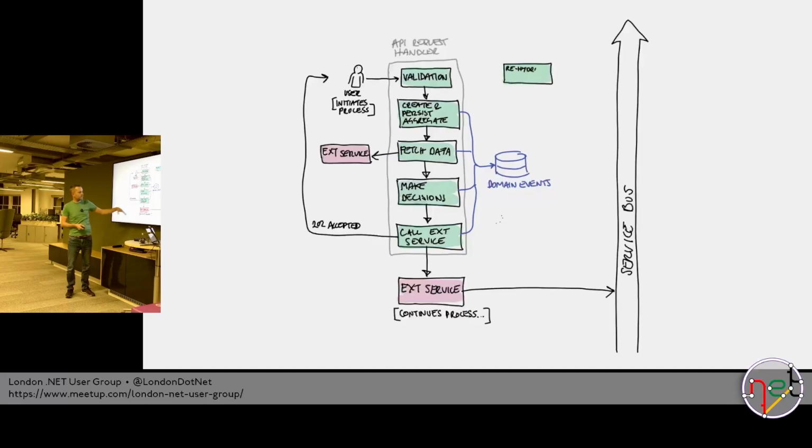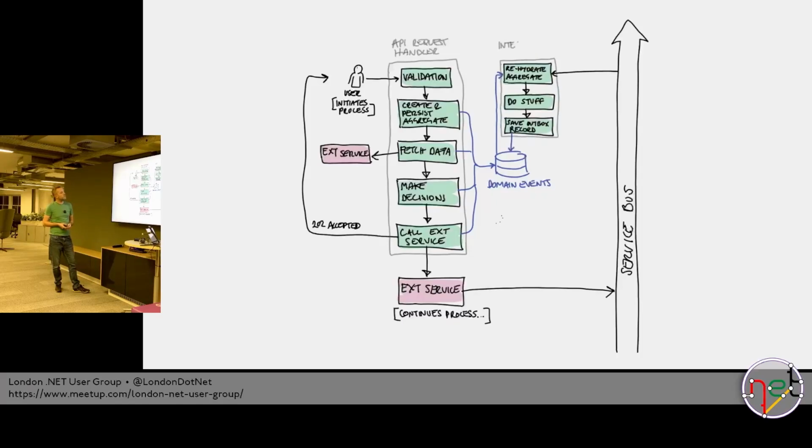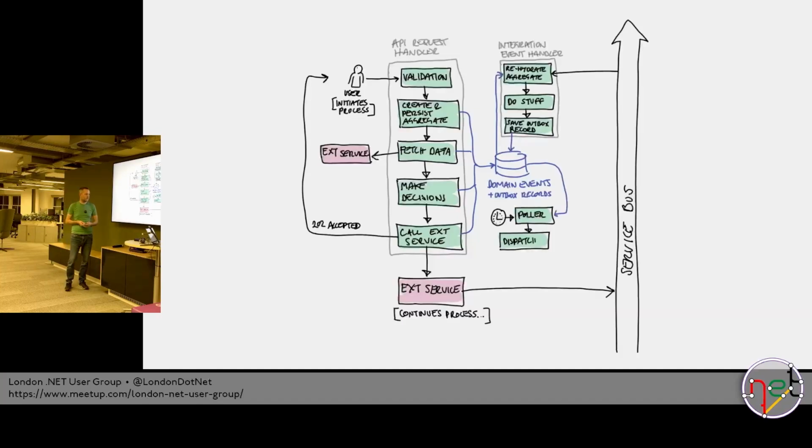Meanwhile, the external service or services are going to do their job, and eventually we're going to get a message on service bus, which we're interested in. So we can then rehydrate our aggregate, do some more stuff, and then save an outbox record. So now we've got domain events and outbox records in our database. And then we have a third component which polls that database, finds the outbox records, dispatches them to service bus, and that's our bit done.